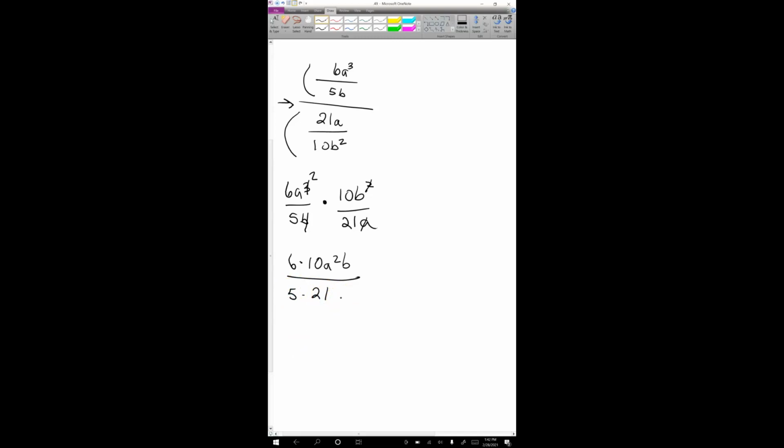So now let's simplify our numbers. So what I have here is 6, let's see, 3 goes into 6 2 times, and 3 goes into 21 7 times, and then 5 goes into 5 1 time, and 5 goes into 10 2 times. Okay, so let's see, I am left with 4 times a squared b, all of that over 7. So why don't you go ahead and try a couple problems like that on your own.